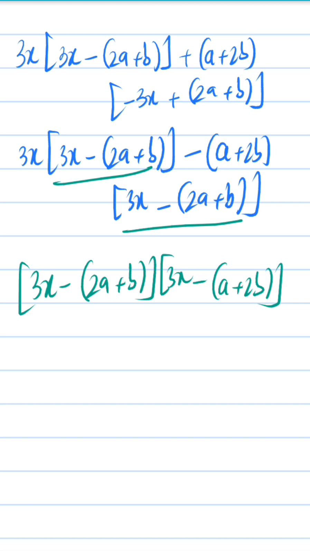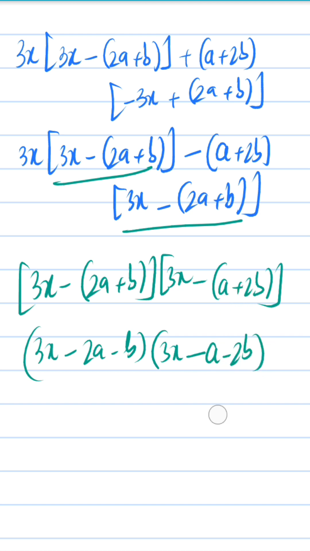But still, if you want to simplify it more, you can write 3x minus, multiplying inside the bracket we get minus 2a minus b, and here you can write minus 3x minus a, multiplying inside the bracket we get minus a minus 2b. I hope this is clear.